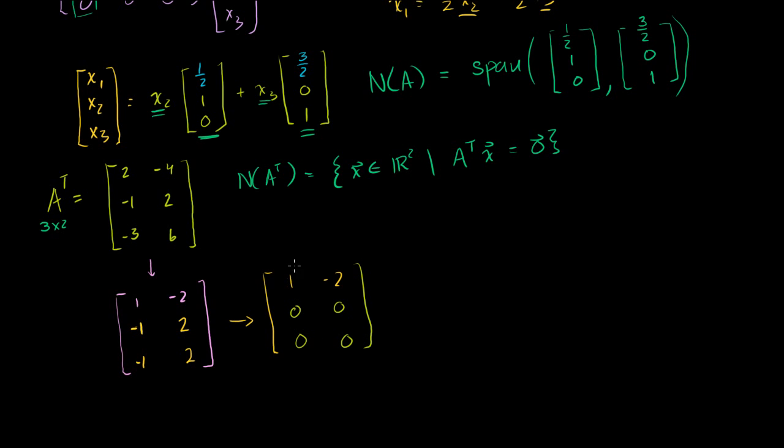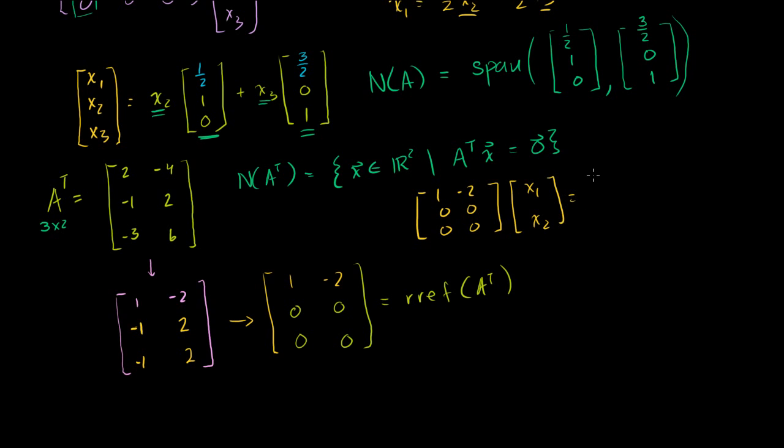So this is the reduced row echelon form of A transpose. And its null space is the same as A transpose's null space. So we could say, to find this null space, we can find all of the solutions to this equation times the vectors x1 and x2 is equal to 0, 0, and 0. These aren't vectors. These are just entries right here. So these two lines give us no information, but this first one does.